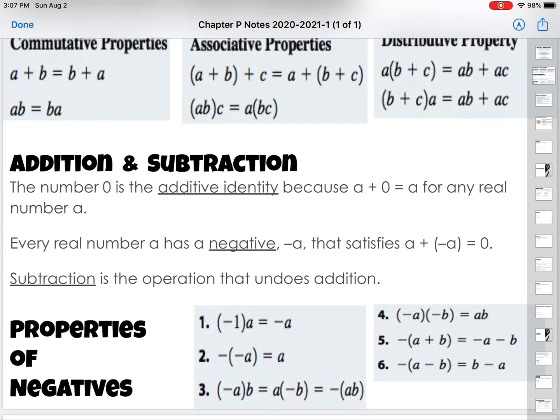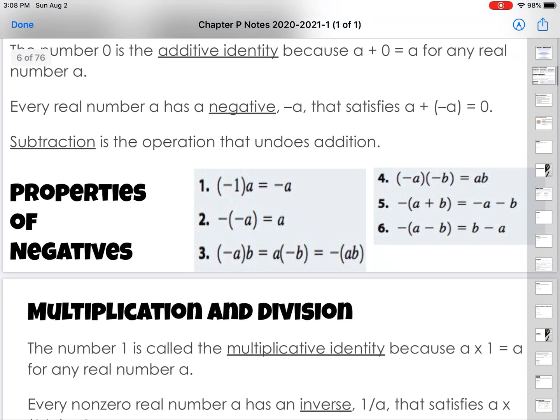We also have some properties for negatives. So when I multiply by negative 1, it's like just tacking on a negative sign, or really changing the sign of the number. The double negative in the second one makes it positive. And then when I multiply a negative times a positive, my product will be negative. When I multiply two negatives, I get a positive. When I distribute a negative, that's going to change all the signs on the inside.